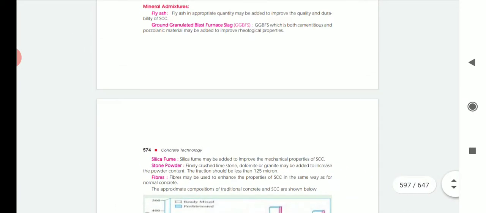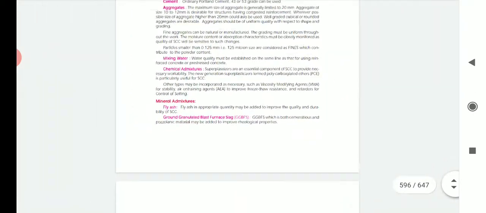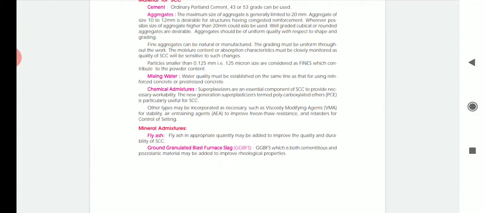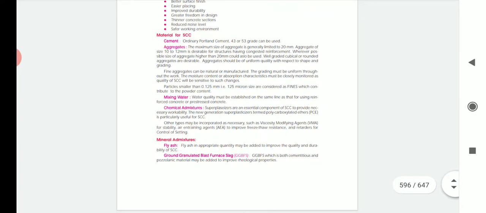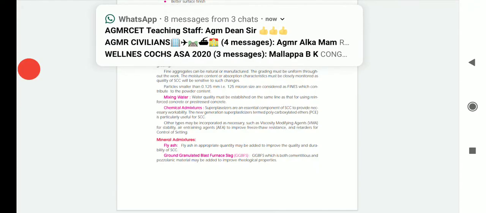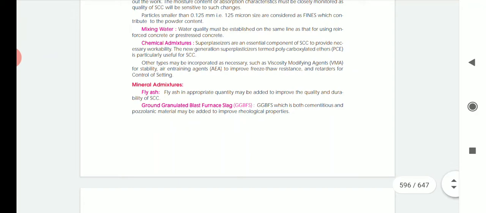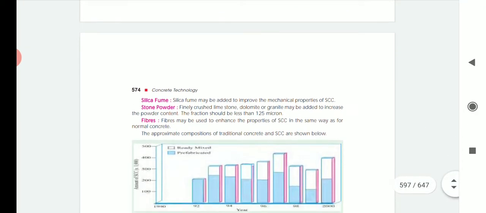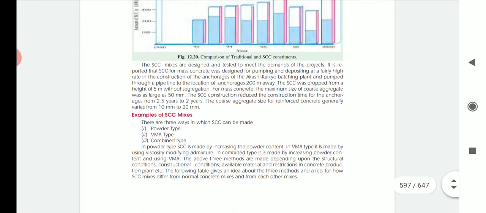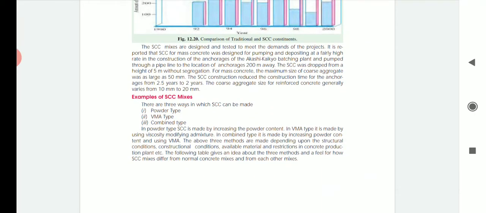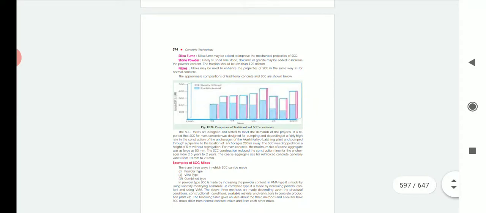So remember, what are the ingredients of this SCC? One is cement, aggregates, in aggregates, coarse aggregate and fine aggregate, water, mineral admixture and chemical admixture. Chemical admixtures are super plasticizers, air entraining agents, retarders and VMAs. And the mineral admixtures are fly ash, ground granulated blast furnace slag, silica fume, stone powder and fibers. So these are all called the ingredients of SCC.